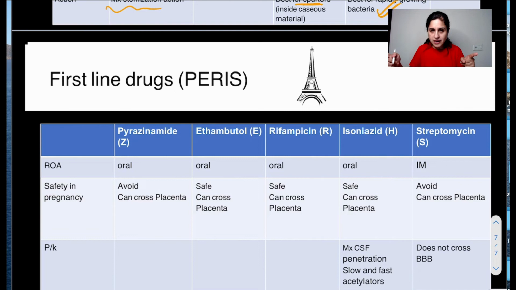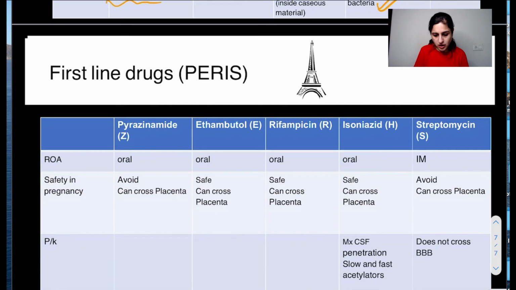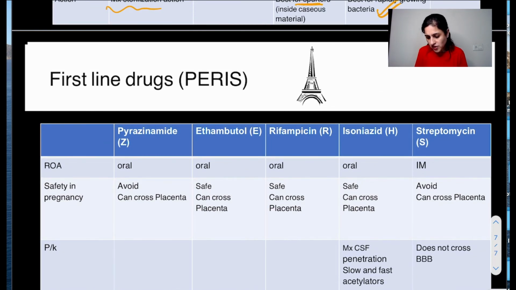So जो P और S का दो बार हमें importance, एक तो है कि जो P है intracellular है और S is mostly on the extracellular bacteria, and both of them are not effective or should not be given in pregnancy. ठीक है. Then kinetics में important thing is like streptomycin does not cross the blood-brain barrier, so cannot be effective in any kind of problems over there. While isoniazid has got the maximum penetration into the cerebrospinal fluid.